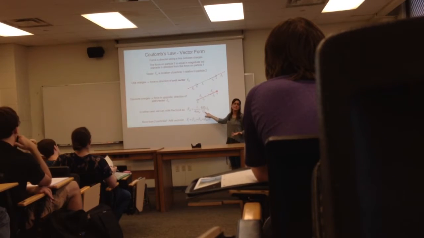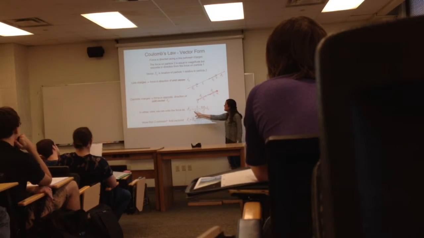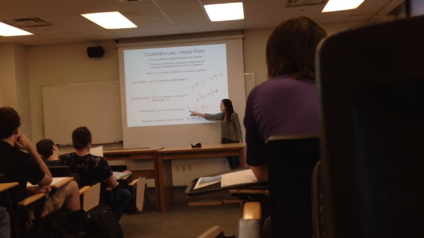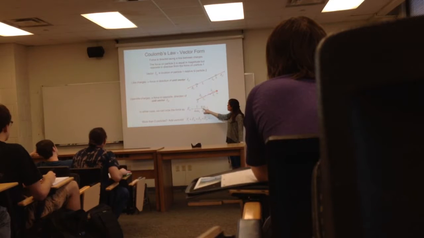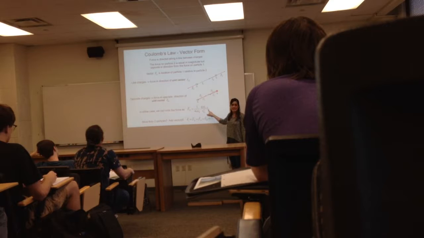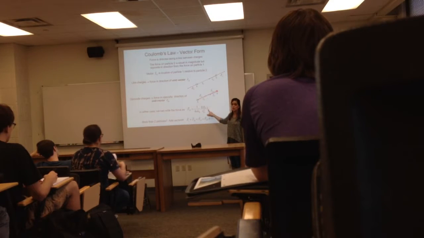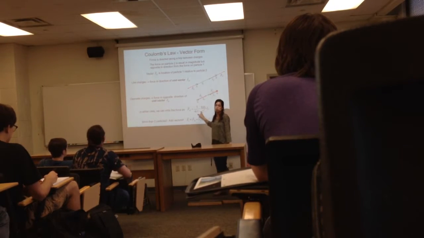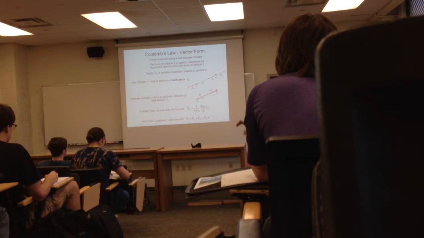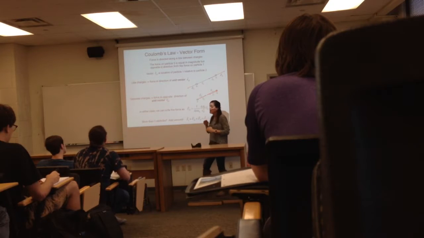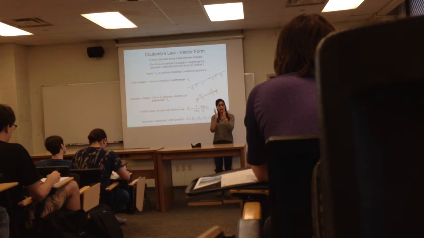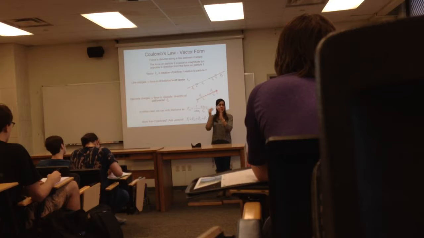So in either case, F12, the force on 1 due to particle 2, should be 1 over 4 pi epsilon naught, Q1 Q2 over R12 squared, times R hat 12, and this is needed. This will tell you the direction of the force. So if the particles have the same sign, then the force is directed away. If they have opposite signs, then it is directed towards the other particle.